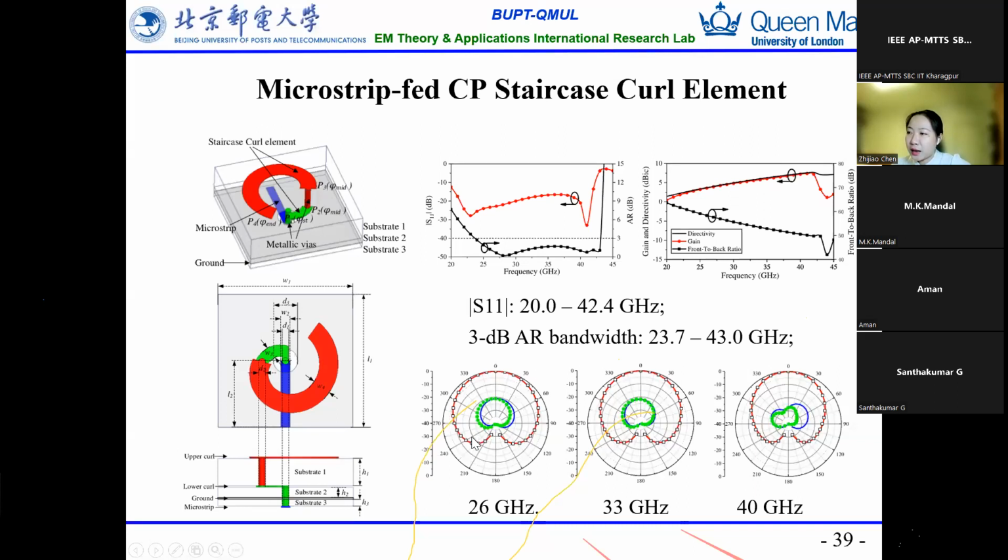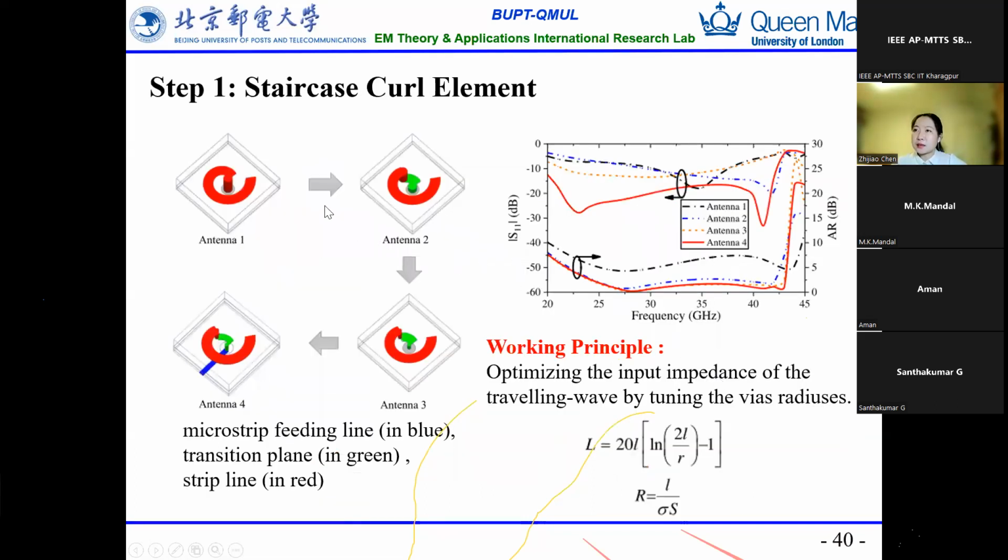And this element has a very good front-to-back ratio. You can see that there's a deep null on the back, and also small cross polarization and a stable radiation pattern over the bandwidth. And here is the design procedure. I won't present it in detail because you can find it in the paper. By utilizing this working principle, we can do the optimization and the calculation of this bandwidth.